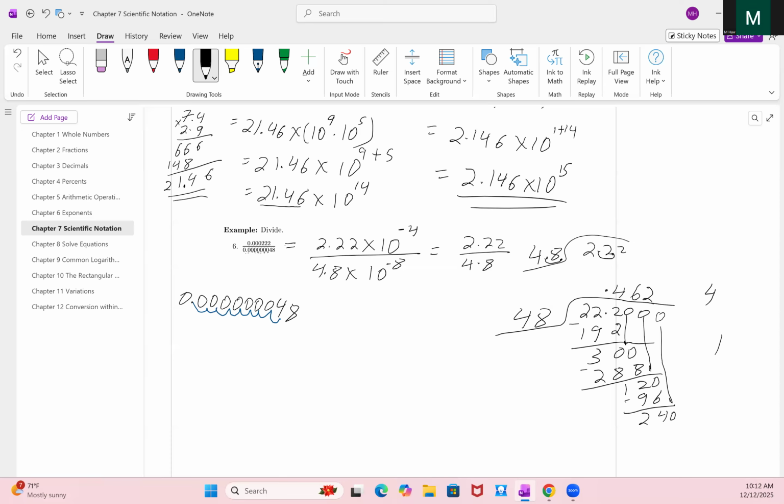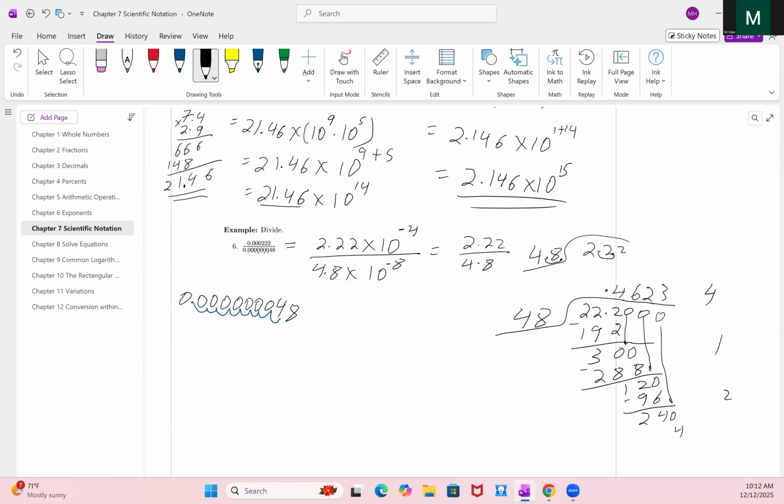Let's say 3 times. 3 times 8 is 24, 4 carry over 2. 3 times 4 is 12 plus 2 is 14, 144, so it goes more than 3 times. So how many times does it go? 5 times. 5 times 8 is 40, 0 carry over 4, 5 times 4 is 20 plus 4 is 24, 240.